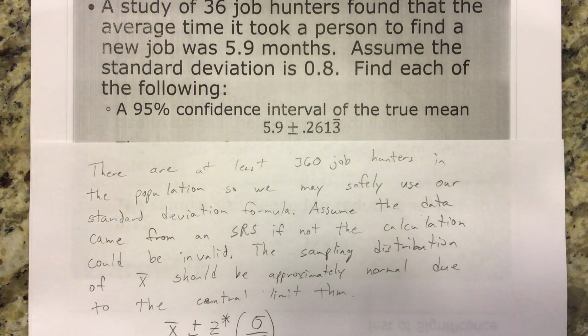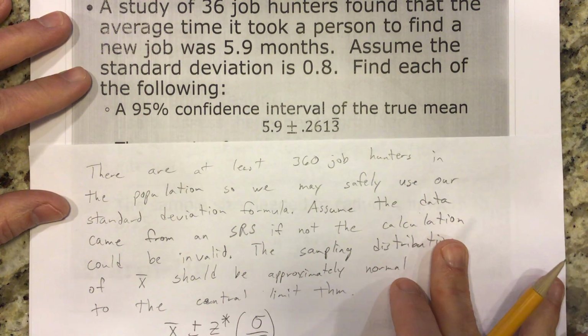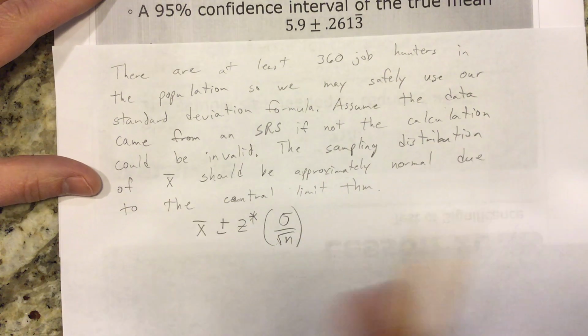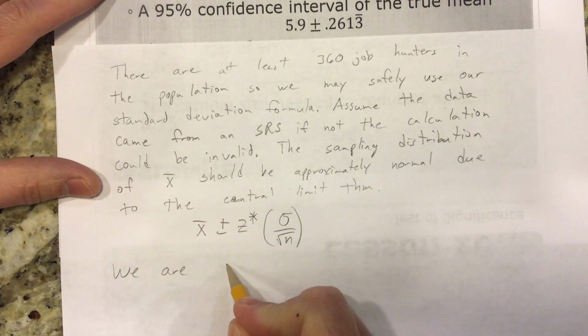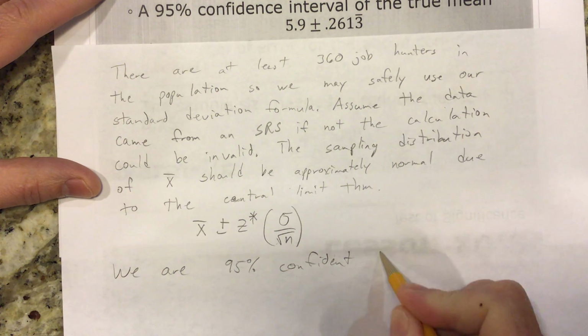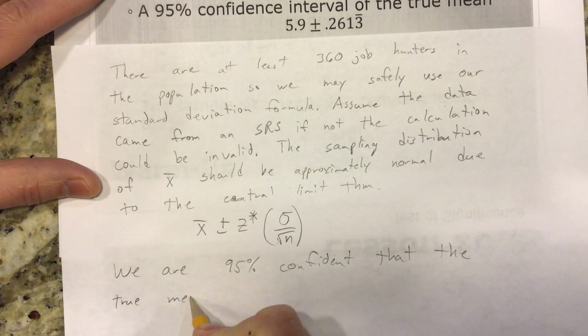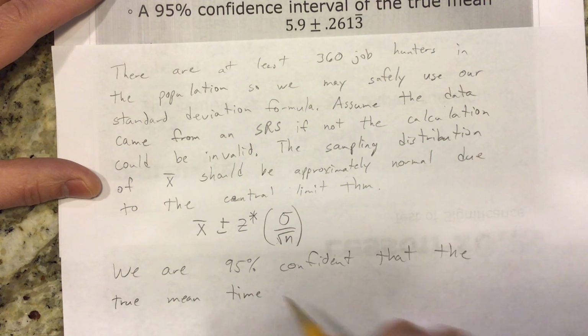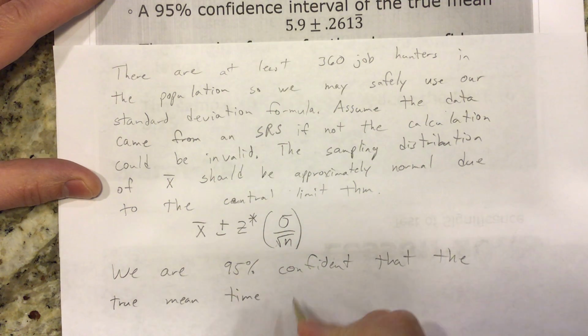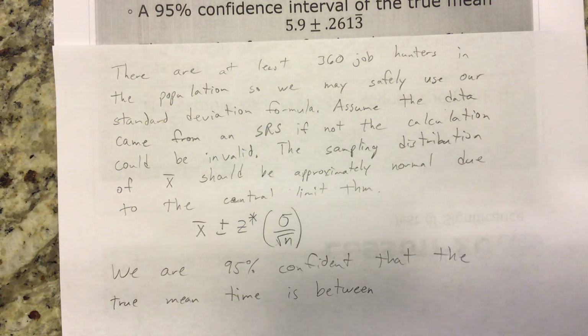Okay, and then, guess I didn't write it out. Please write a complete sentence answer. So we are 95% confident that the true mean time is between... you really should say true mean time of job hunters, blah, blah, blah. But I don't want to take forever here.